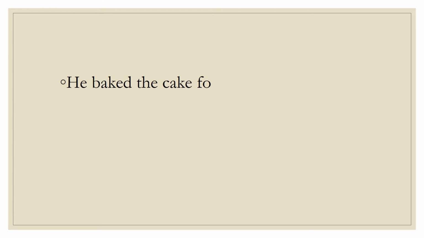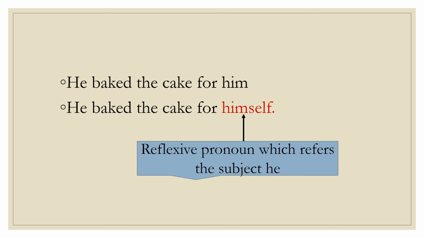He baked the cake for him. In this, he and him refer to the same person, so I can use the reflexive pronoun himself. He baked the cake for himself. In this, himself is a reflexive pronoun which refers to the subject he.